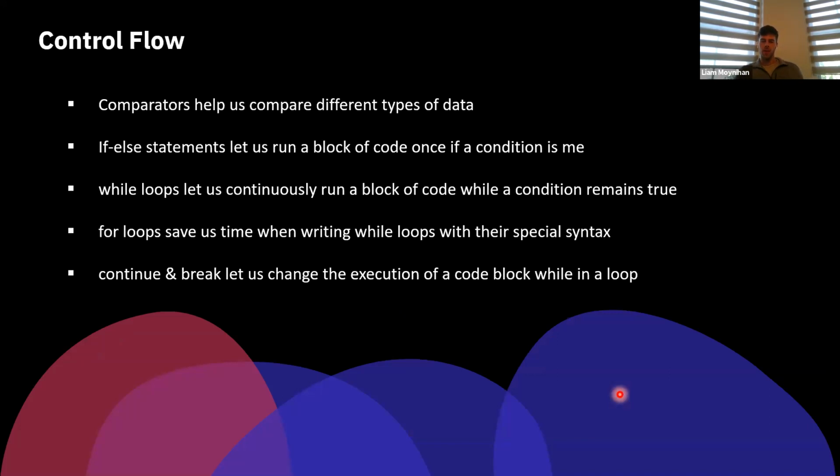So just a little bit of a recap. This was control flow. We have our comparators that help us compare different types of data. If-else statements let us run a block of code once if a condition is met. While loops let us continuously run a block of code while a condition remains true. And for loops are just saving us time when writing while loops with a special syntax. And then we also have our continue and break keywords that let us change the execution of a code block while in a loop. Just a thing to note, continue and break work for while and for loops. You can use them in either.